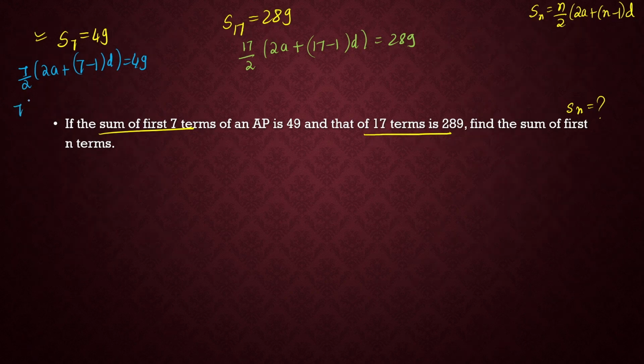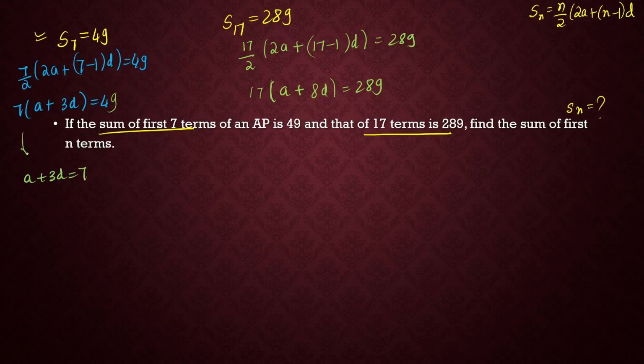So this becomes 7 into (a plus (7 minus 1) by 2, that is 3d) is equal to 49. Here, for 17, you will get 17 into (a plus 8d) is equal to 289. So this is 49. So a plus 3d is equal to 7 from this equation, and the other equation I can write as a plus 8d is equal to 17. Wait a minute.